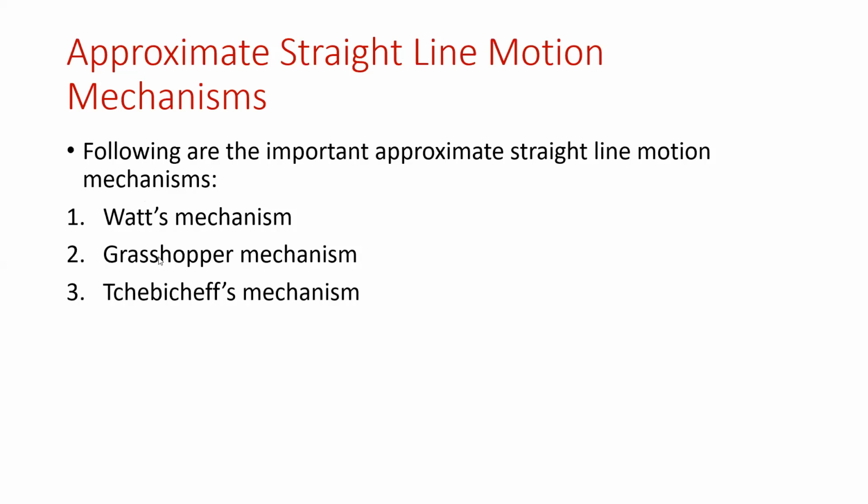Then grasshopper mechanism, Chebyshev's mechanism. And there are other mechanisms also, but they are not in your syllabus. So we will focus on these three, how they work, which links, how many links they consist of. Basically, all these mechanisms are four bar mechanisms, arranged in different fashions.